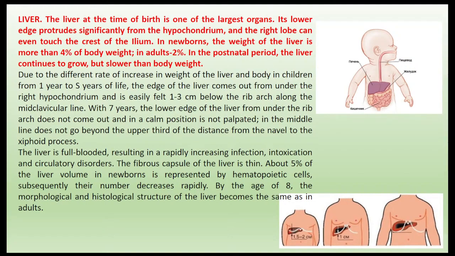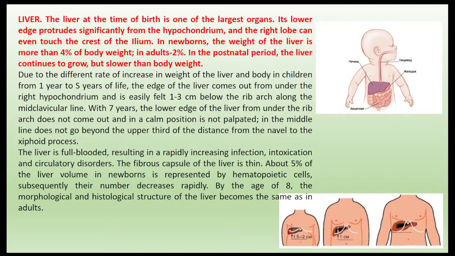After 7 years, the lower edge of the liver does not come out from under the rib arch and in a calm position is not palpated. In the midline, it does not go beyond the upper third of the distance from the navel to the xiphoid process. The liver is full-blooded, resulting in rapid increase with infection, intoxication, and circulation disorder.